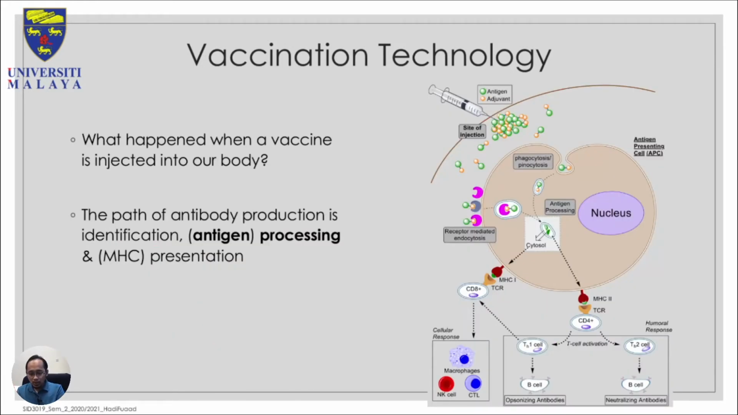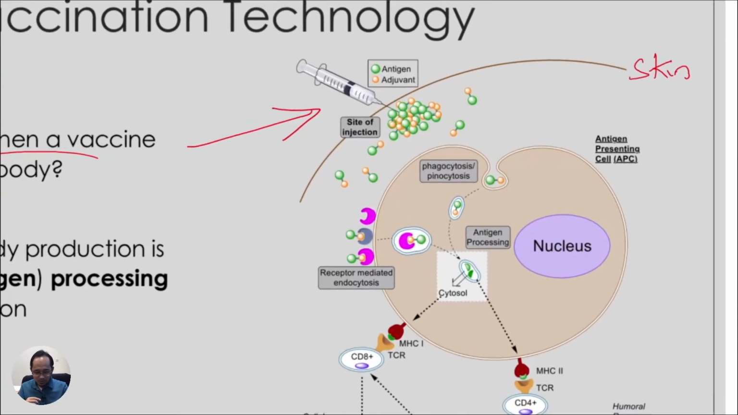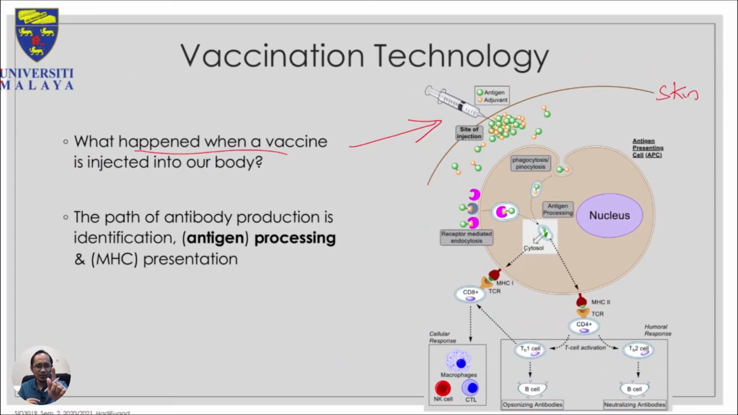Okay, so what happens when a vaccine is injected into your body? You normally see a picture of a nurse carrying a syringe and injecting a person. So what happens there? When the vaccine is injected into the body, imagine that this is your skin. Just imagine that the line over there is the skin. Before I go there, I'll finish up what I've written here.